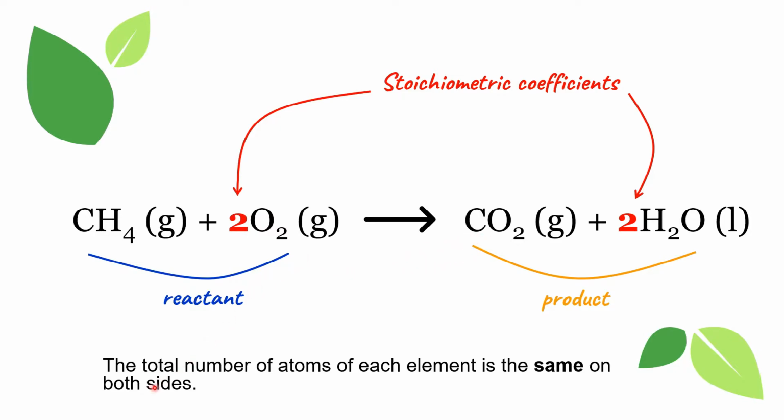One has to make sure the total number of atoms of each element is the same on both sides, meaning that if you have one carbon on the left, you have to make sure you have one carbon on the right as well. And if you have 4 hydrogen atoms on the left, you have to make sure you have 4 hydrogen atoms on the right as well. This is the purpose of balancing an equation, so that you get an equal number of atoms on the left and on the right. And this is the so-called stoichiometric coefficient.